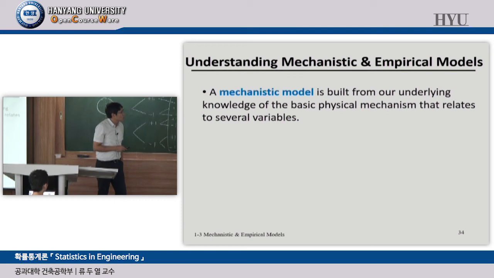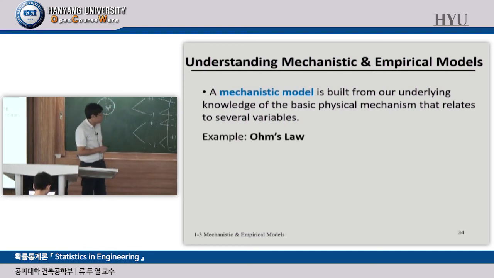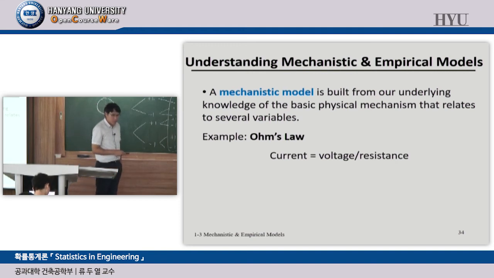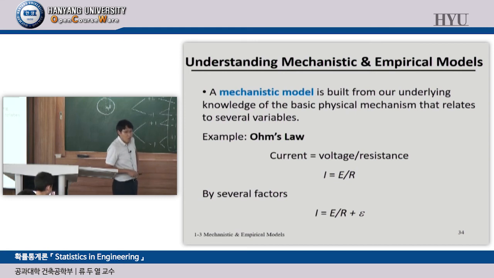Now we are going to talk about the mechanistic model, which is built from our underlying knowledge of the basic physical mechanisms related to several variables. For example, as I mentioned previously, we can think about Ohm's law. Ohm's law is that the current equals the voltage divided by the resistance, and we can simply present this as the equation I equals E divided by R. But the current is affected by several things. For example, the vibration of the electric wires, the size of the wires, the relative humidity, etc.